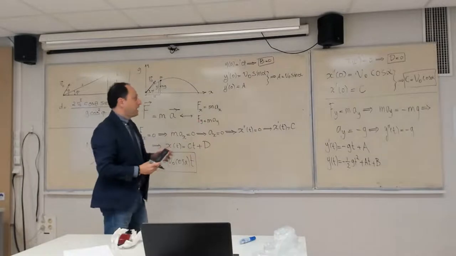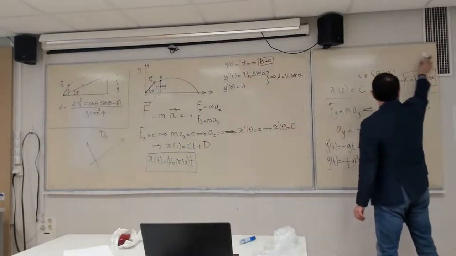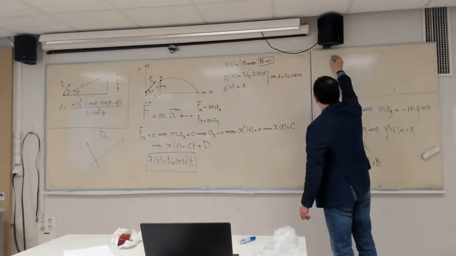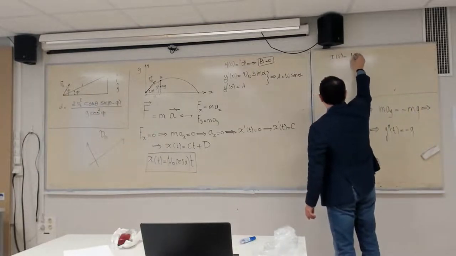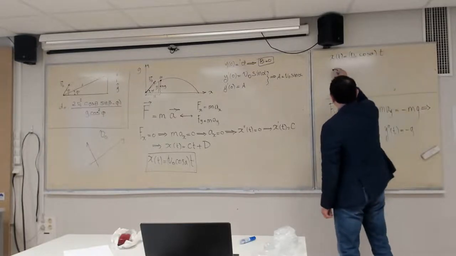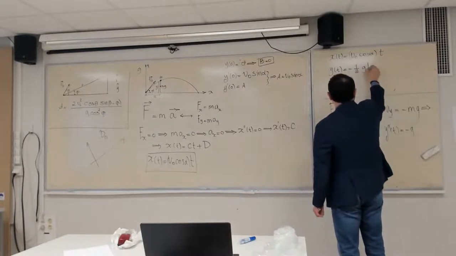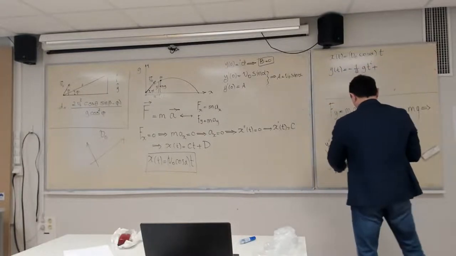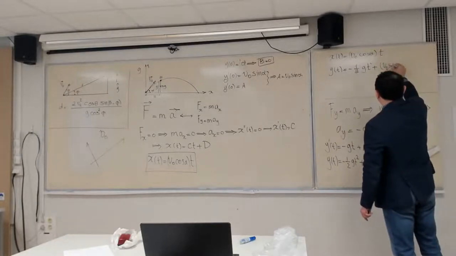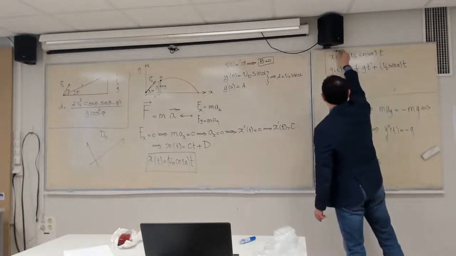And then I plug this back. So when I plug this back, if you don't mind, let me write these equations here. So the first equation I got, let me write it here for you. So x of t is v naught cosine alpha multiplied by t. And then y of t is equal to minus 1 over 2 g t squared plus a, which I got here. So these are my equations.